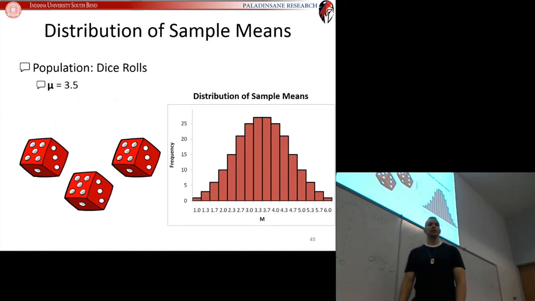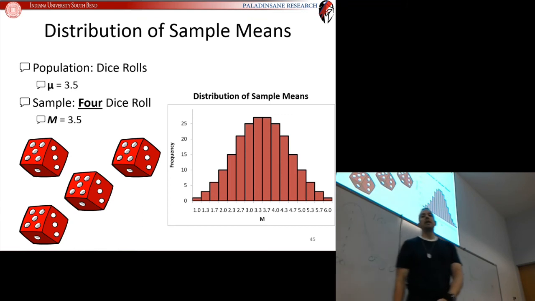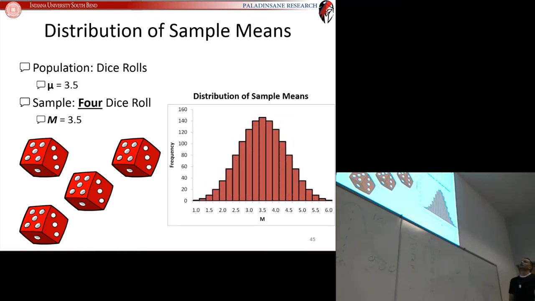And we keep playing this game. We do 4 dice rolls. Take a look at every single possible sample of 4 dice, find the mean for each of those samples, then we find the mean of all the sample means. Turns out that mean, we've seen this again before, 3.5, but now the distribution of sample means looks like that. And we'll finish the analysis.